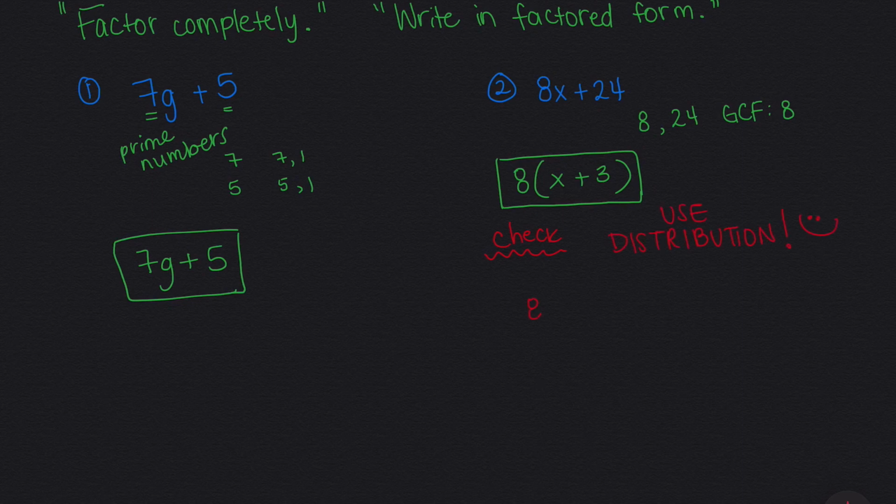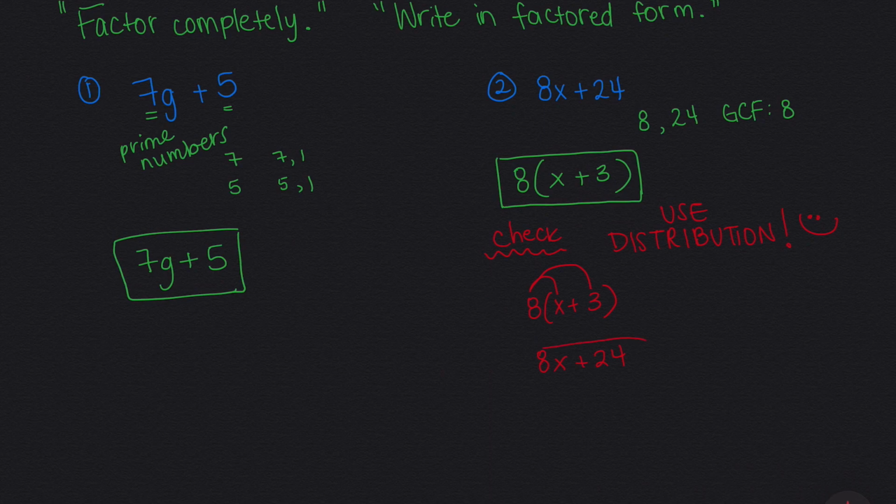So we have 8 times x plus 3, that's the answer that we got above, and we're going to distribute the 8. We multiply 8 times x and we get 8x. We multiply 8 times 3 and we get positive 24. Now, if we take a look at our answer and we compare it to our original question up here, we see that they're exactly the same, which means we factored correctly. Notice that distribution is the opposite of factoring.